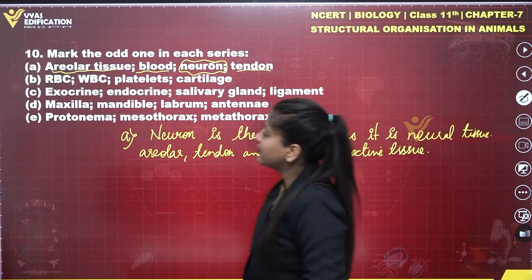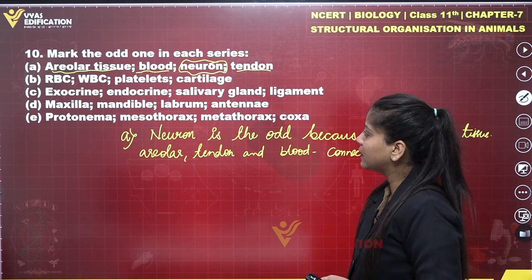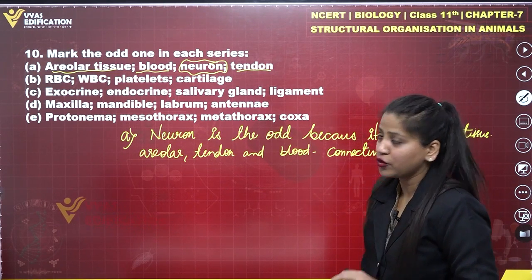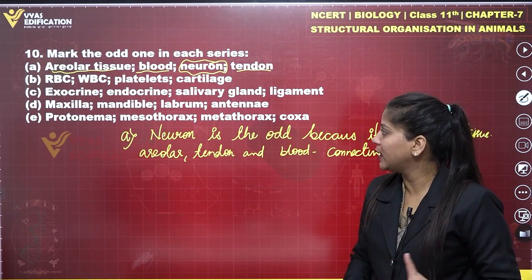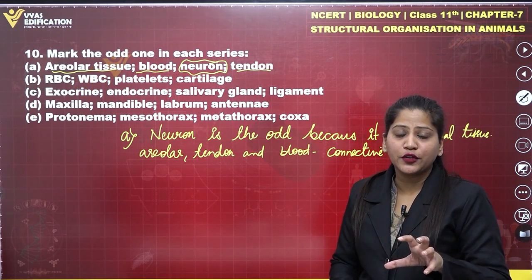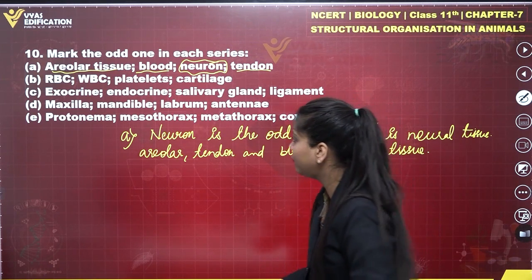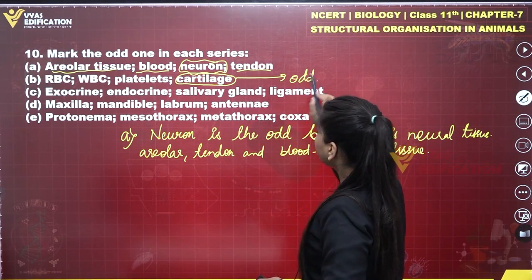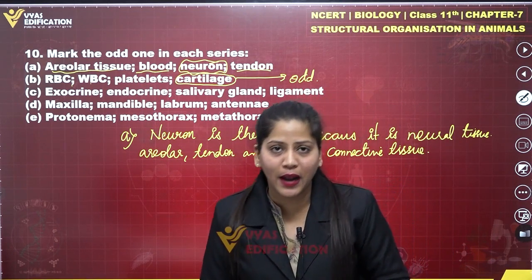Right? Now in the series of B of this question, we have RBC, WBC, platelets and cartilage, and we have to mark the odd one. WBC, RBC and platelets are the components of blood, and cartilage is another type of tissue. So this cartilage is the odd one out. The remaining ones, RBC, WBC and platelets, are the components of blood as a connective tissue.